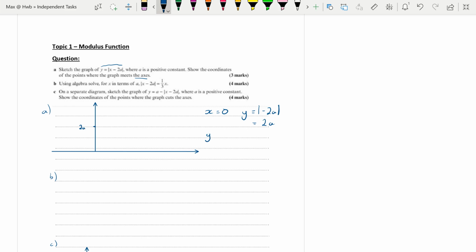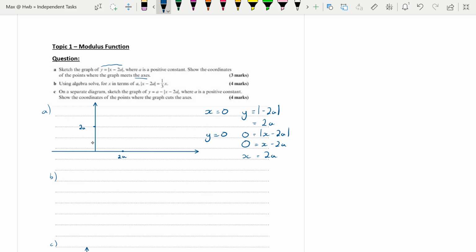Now I'm going to also do the x-axis, which means I'm going to do it when y is 0. If I do that, I get 0 equals the modulus of x minus 2a. Now, normally when we take the modulus, we do the plus and minus of the other side, so we look at the positive and negative version, but obviously it equals 0. So it's only ever going to equal 0. So that's the same as me saying x minus 2a equals 0. And if I solve that, I get x equals 2a. So again, it's going to touch my axis at 2a.